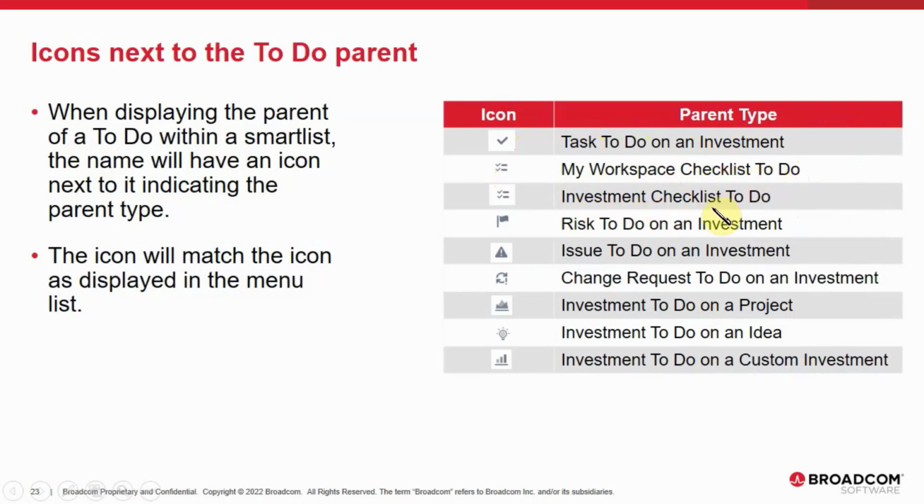The investment checklist icon, the risk icon, the issues, the changes, investment to-do on a project, investment to-do on an idea, and then the investment to-do in the custom investment type. These icons, if you look carefully, are very similar to the same icons used to navigate to those specific object types. So it's a clear indicator and a clear link as to where the to-do is defined within that checklist or within the smart list when you are viewing those to-dos.